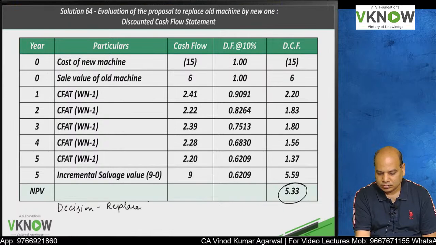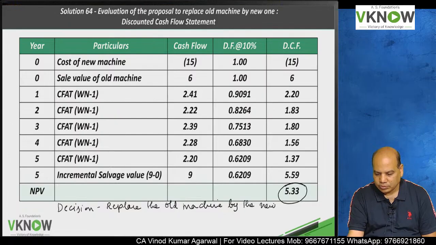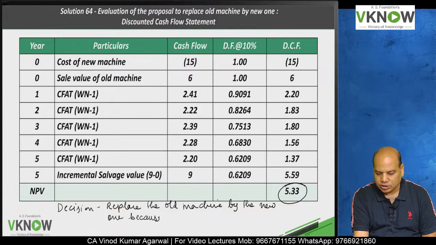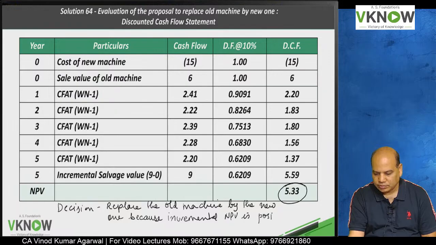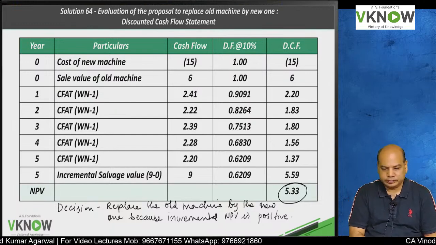Decision: replace the old machine by the new one, because incremental NPV is positive.